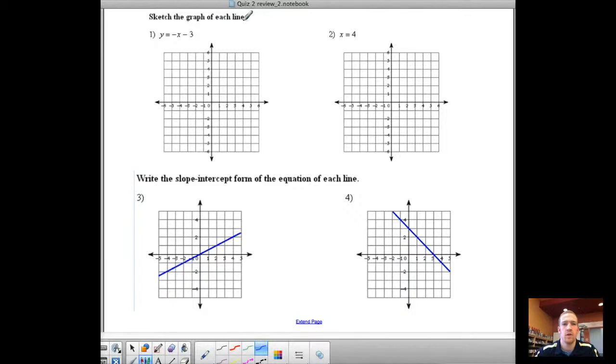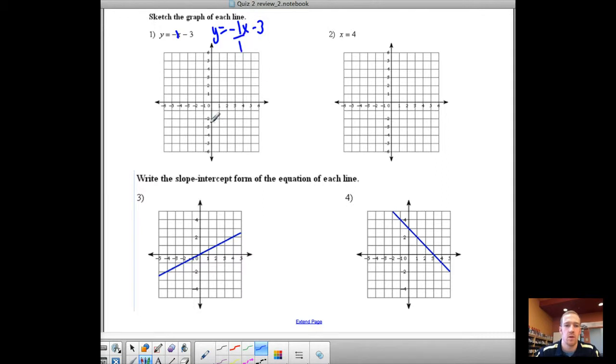Alright, so sketch the graph of each line. So what's the slope here? Well, we know it's negative, it's downhill. And the coefficient, when it's not written, it's understood to be a coefficient of 1. So this is really like y equals negative 1x minus 3. So to make that a fraction, it's negative 1 over 1.